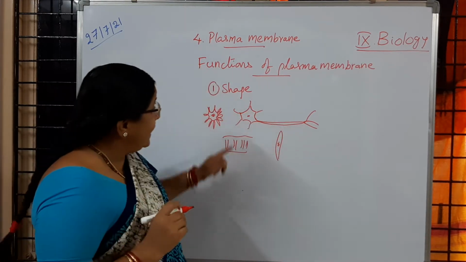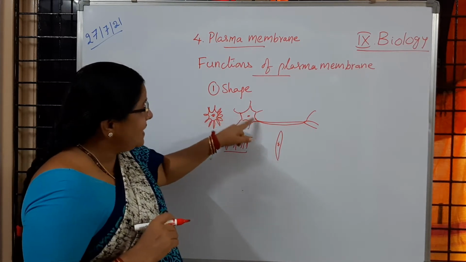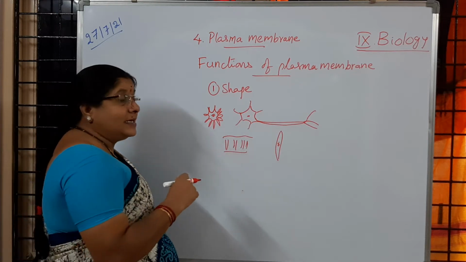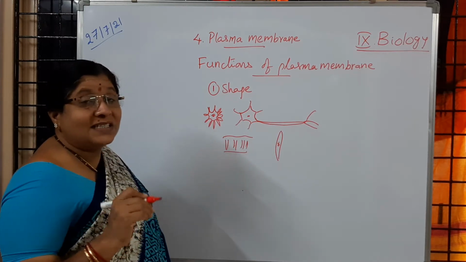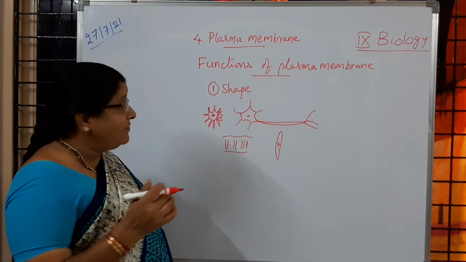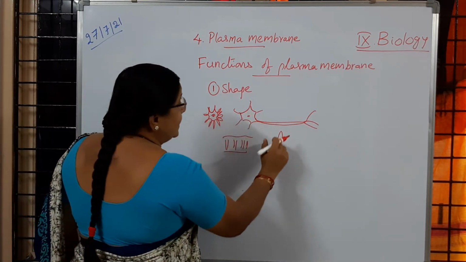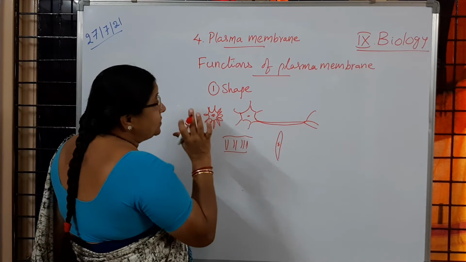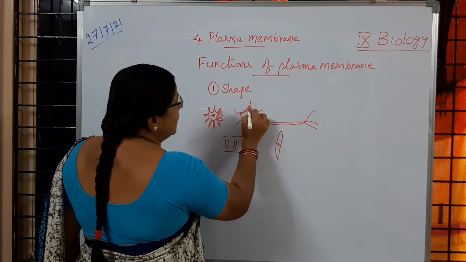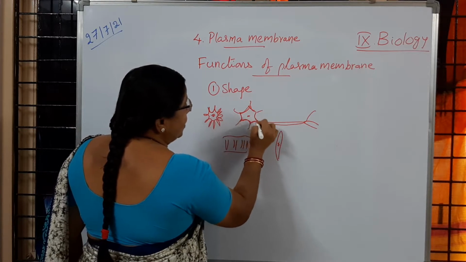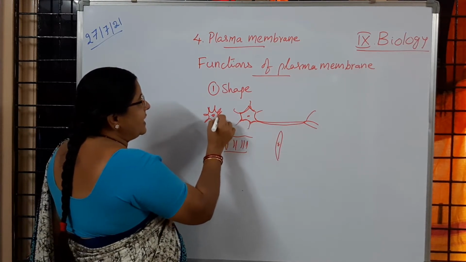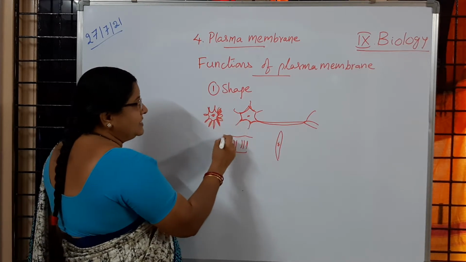Is it clear? And apart from that, the fluid content which is present, even if it is more or less, some specifications will be present, so that the fluid present inside is given a particular shape. That is because of the cell membrane. So for the outermost covering of any part, you are going to write cell membrane. Is it clear to children?